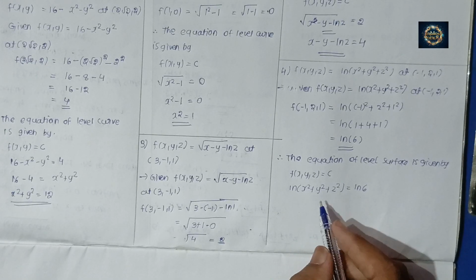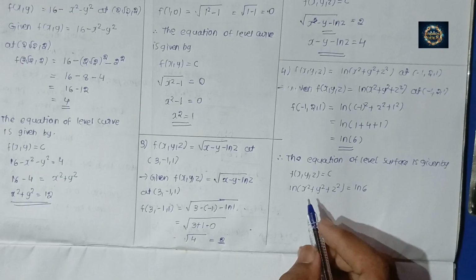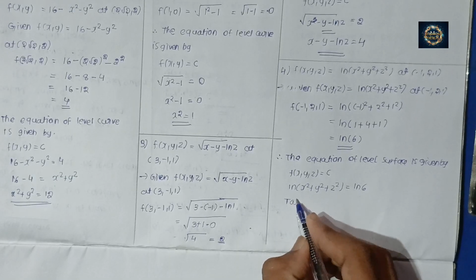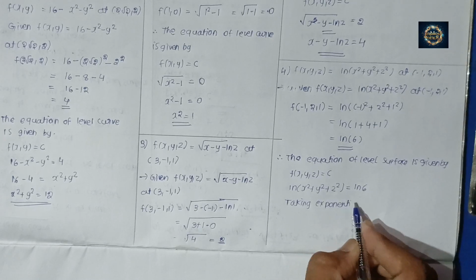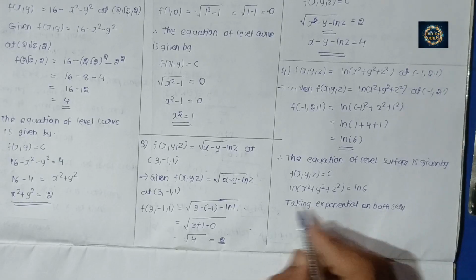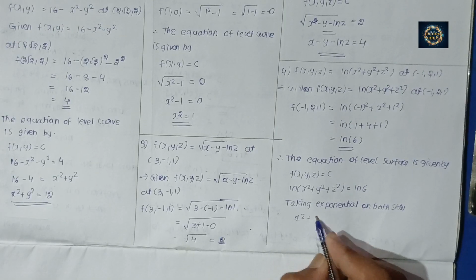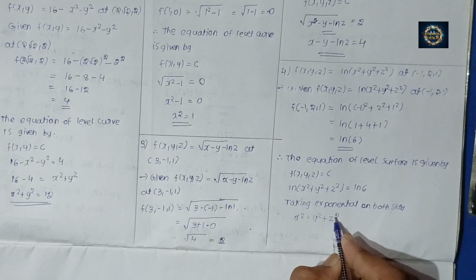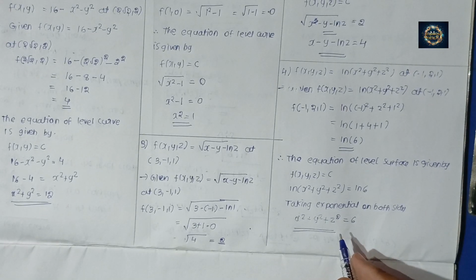Here both sides contain ln, which is nothing but log to the base e. So we can remove that by taking the exponential on both sides for simplification. So when we take the exponential, the log terms will get cancelled. So we can write x² + y² + z² = 6. So this will be the equation of the level surface.